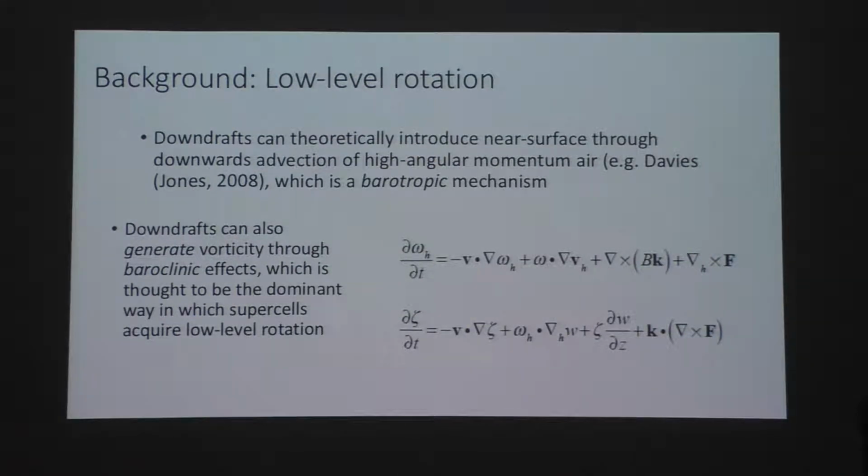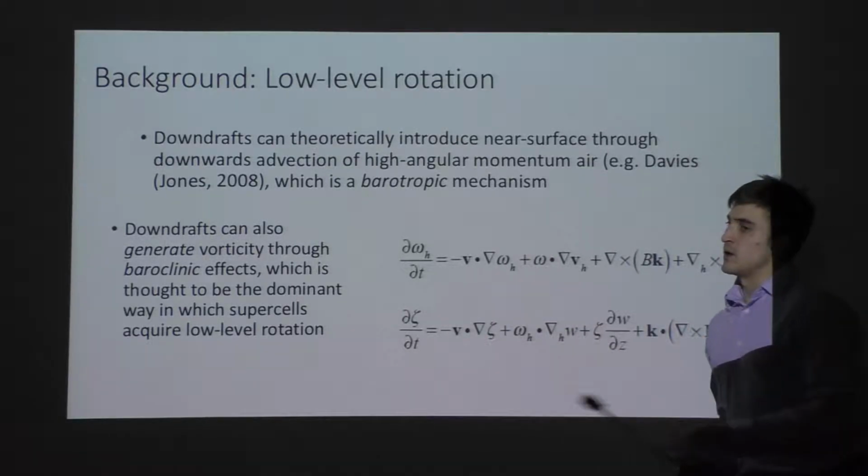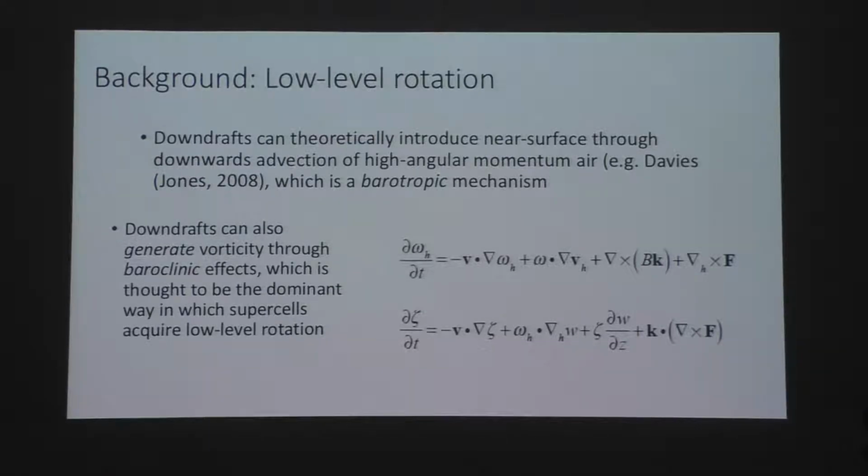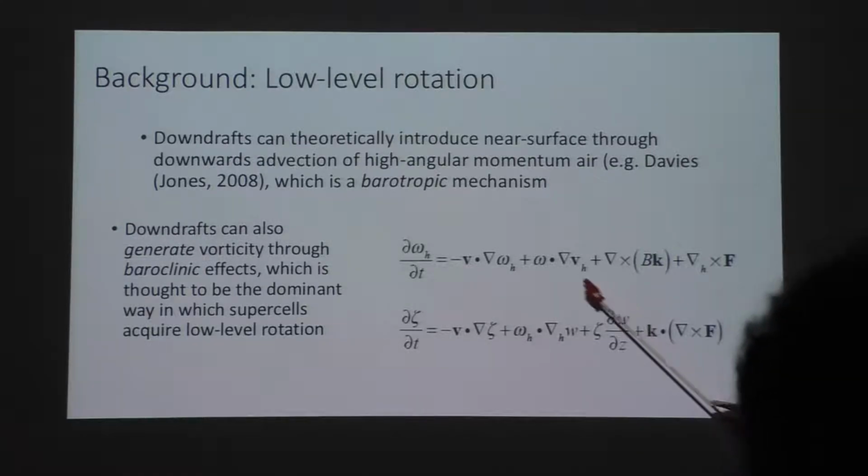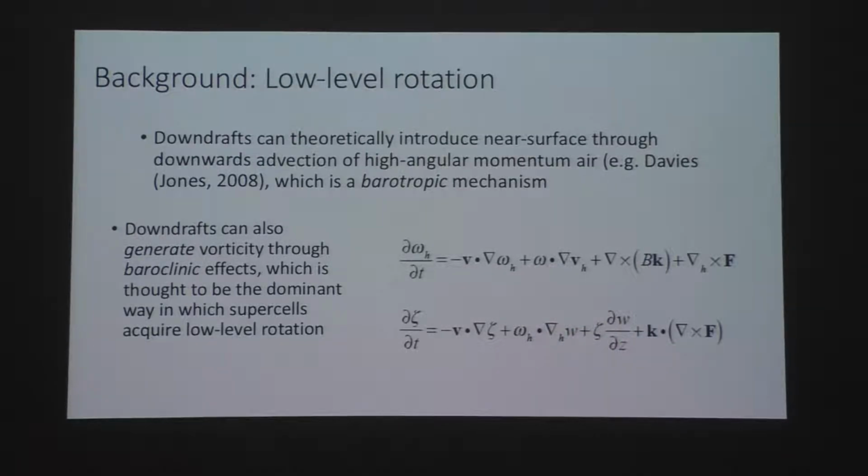So how can rotation be generated in downdraft regions? There's a couple of primary theoretical mechanisms by which this can occur. Over here on the right, we have the horizontal and vertical vorticity tendency equations. The first two terms here are associated with the tilting and stretching of vorticity, and then the third term on the right over here is associated with buoyancy gradients in the flow. And the last term is the frictional term.